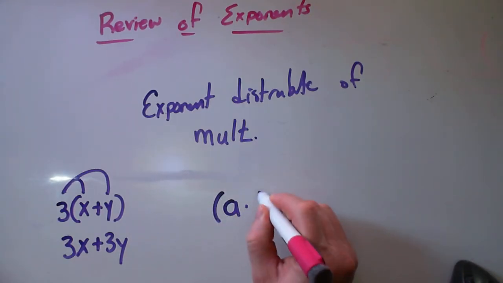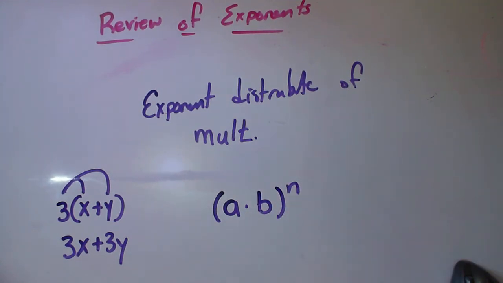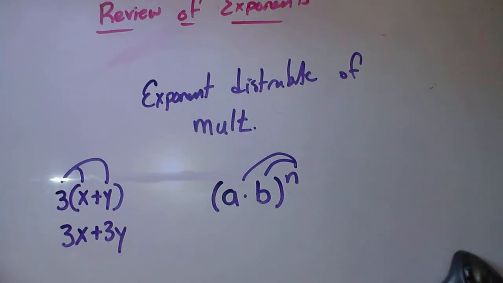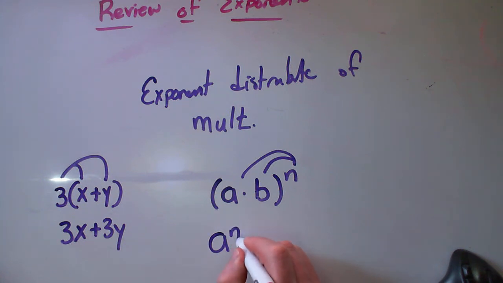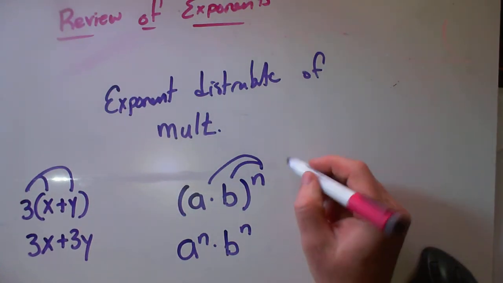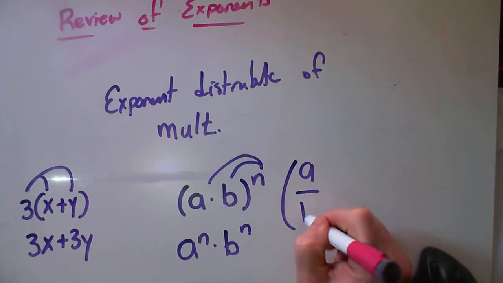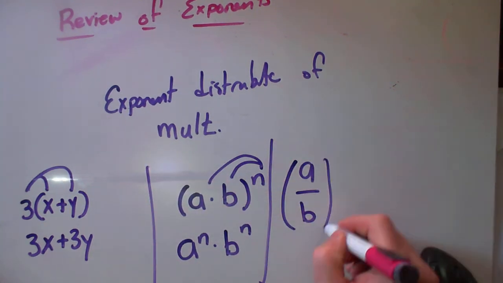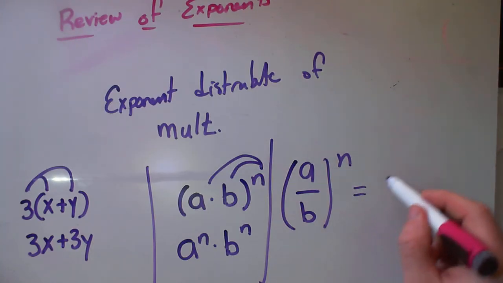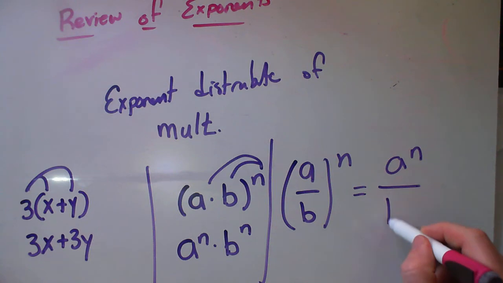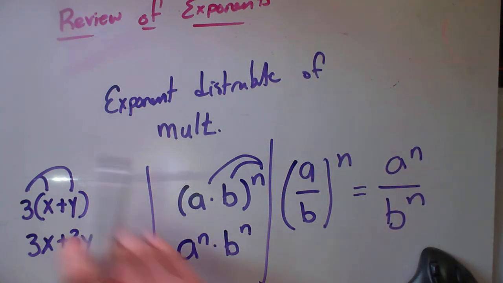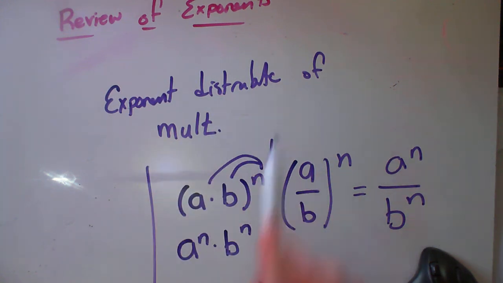So we have a times b to the nth power. That n will distribute over those two things that are being multiplied together. So this ends up being a to the n times b to the n. It also works when we divide. So if we were to have a divided by b to the nth power, that would equal a to the n divided by b to the n. So exponents distribute over both multiplication and division.